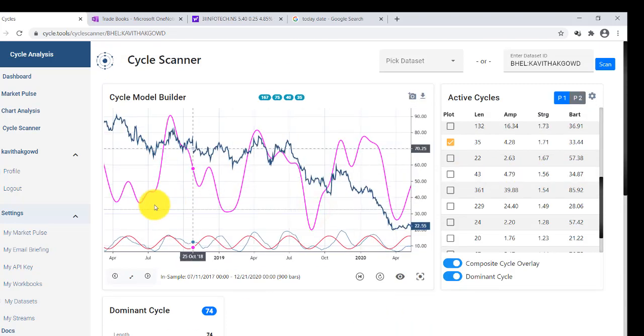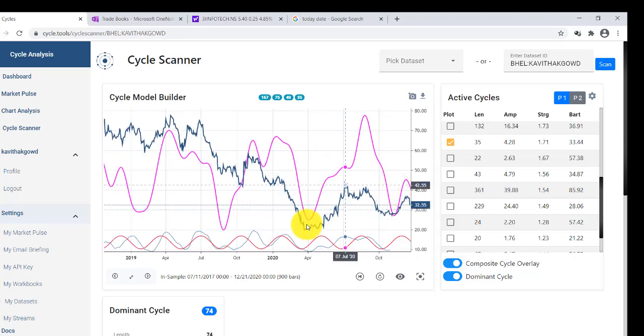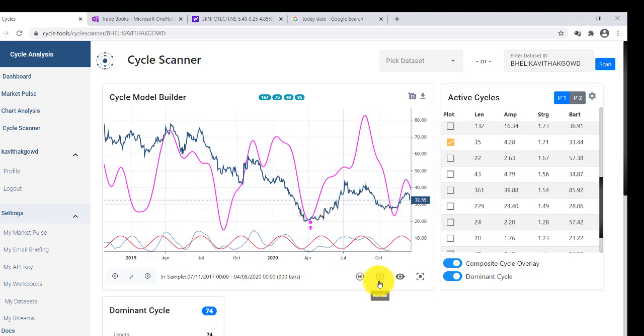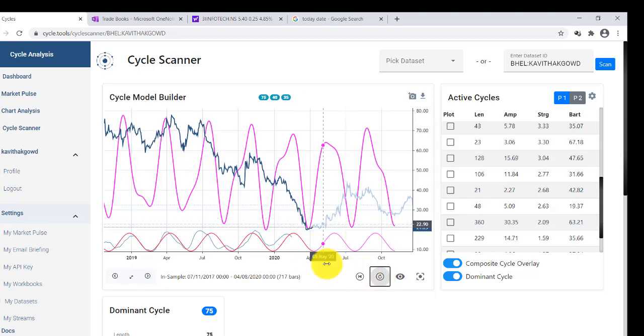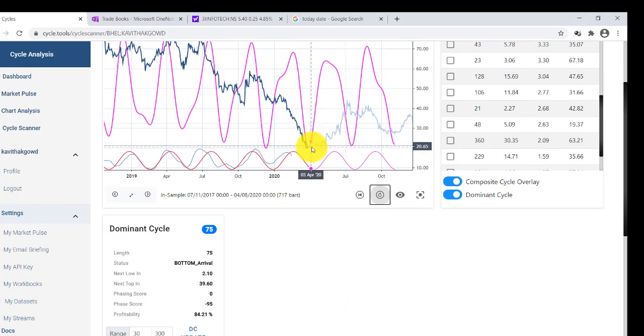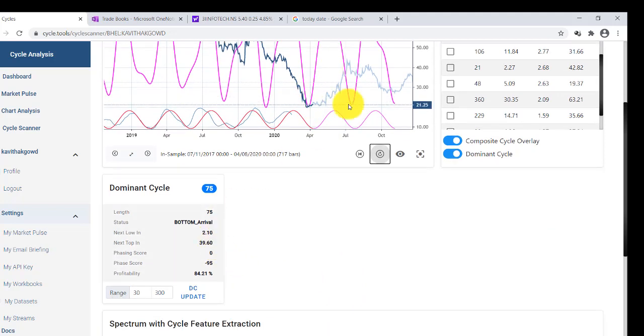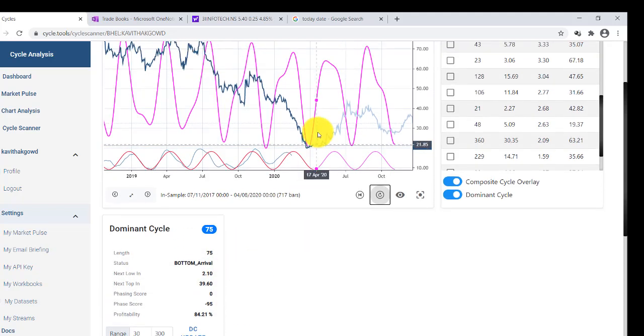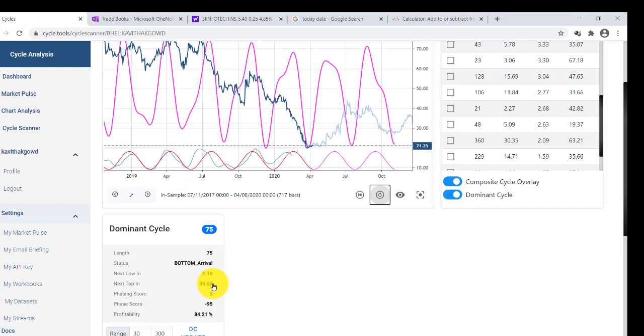So if we check the data, if we check the dominant cycle, I suspect it is not that accurate. Here is the bottom, so the bottom area, well, it is right. Okay, in 2 days it is right. Next top in 30 days. The data is till August 4th, and here the date is 6th July. So from August 4th, the number of days, next top in 39 days.